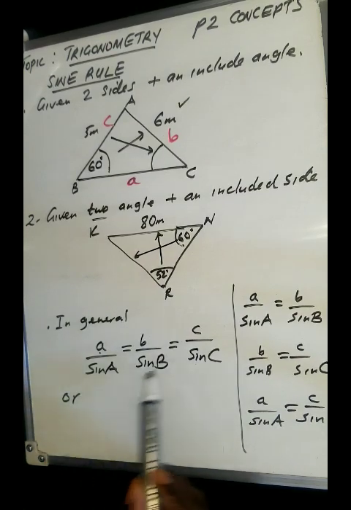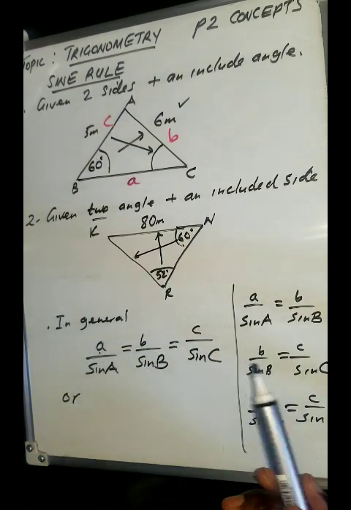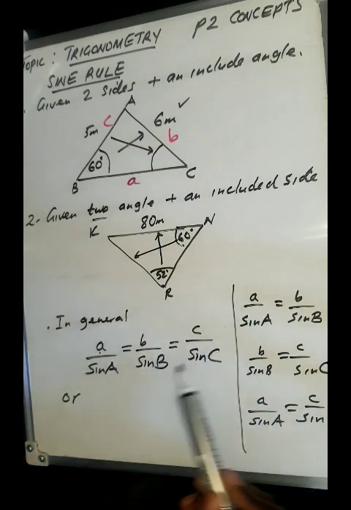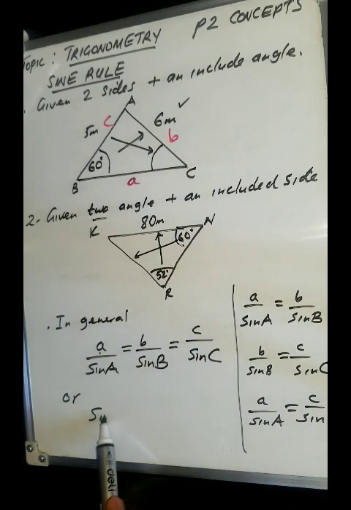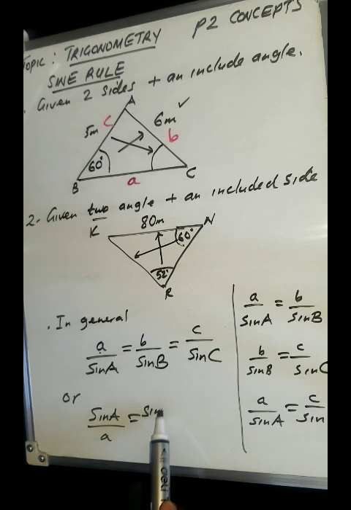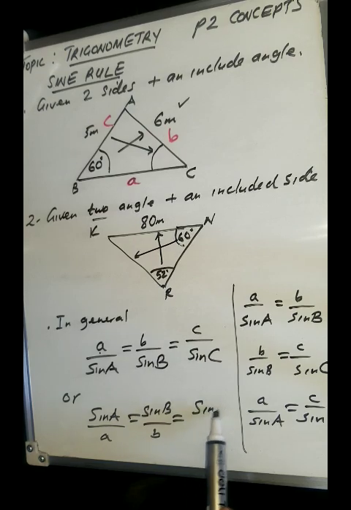Now I want you to understand that this expression, of course, they'll give you in your mathematics paper too, but if you want, you can write it like that, or you can flip them. There's no problem writing sine A over a is equal to sine B over b, or sine C over c. This is just the same.